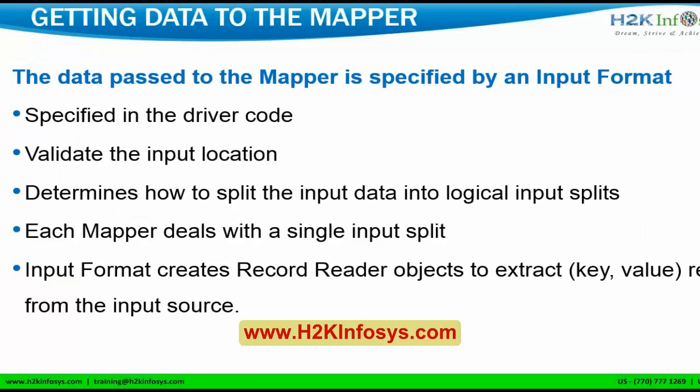Each mapper deals with a single input split. Once we are ready with our input splits, the actual map phase will come into picture. Each map phase will take each of the input splits, and till this point we are aware of what happens, right? We had discussed all these things. The next point being introduced is that input format creates record reader objects to extract key value records from the input source. The record reader is responsible for reading records from the input splits in the form of key value pairs. There should be some intermediate object such that we are able to read them in the form of key value pairs.